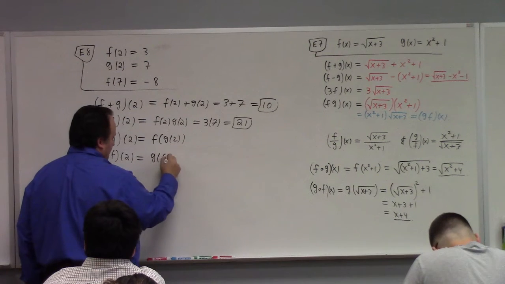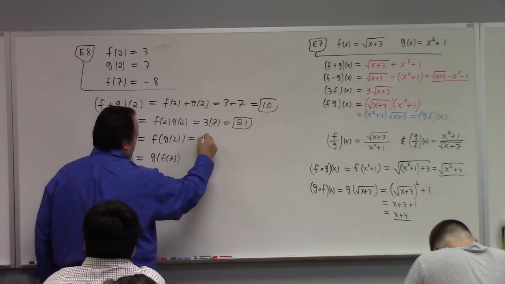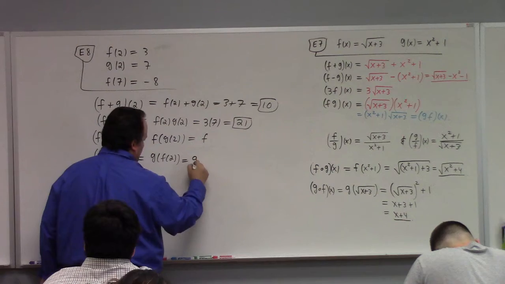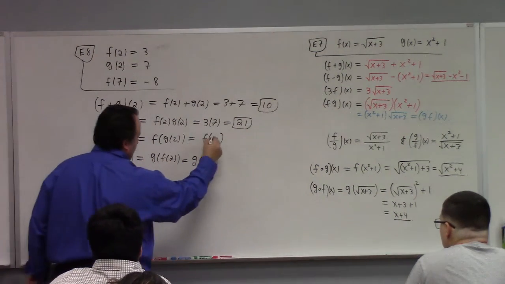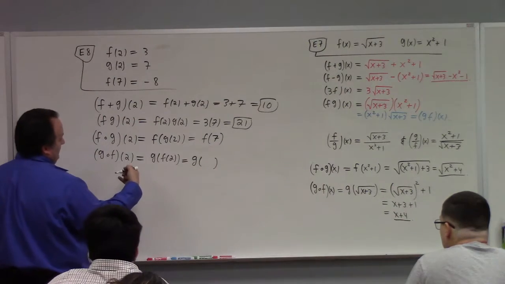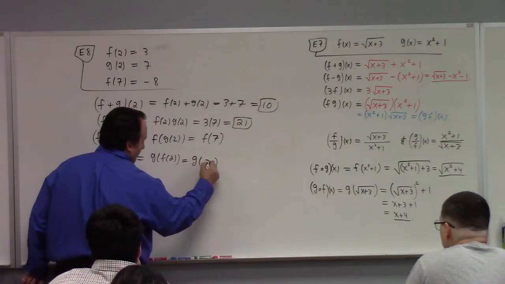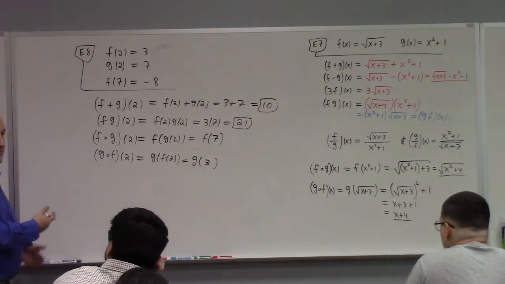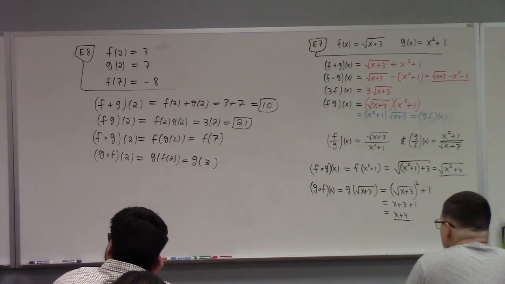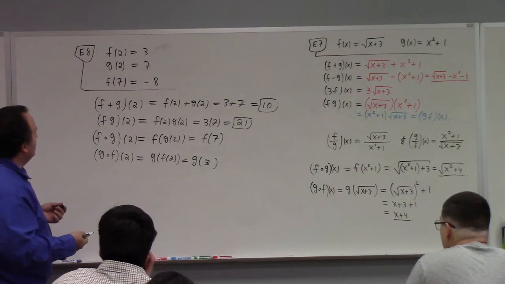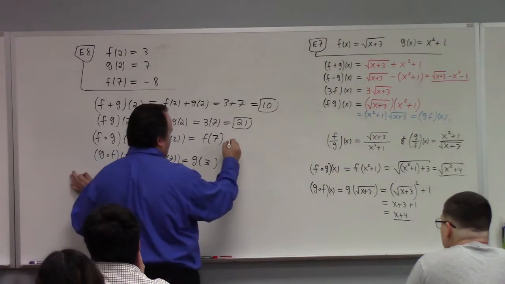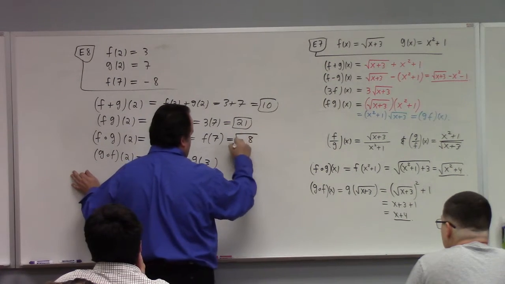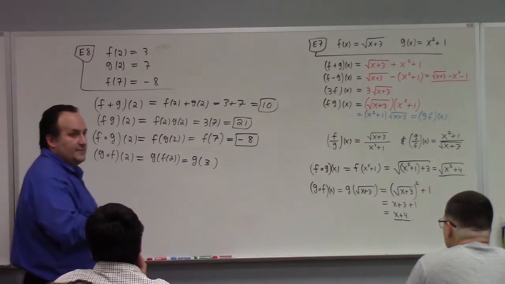F of g of 2 would be f of g of 2, yeah? And this would be g of f of 2. So the above one is what? The below one is what? F of what? G of 2 was 7, so f of 7. And this would be g of 3. One of those we can calculate at the moment. One of them we can't, right? Which one can we calculate? The first one. F of 7 is equal to minus 8. Well, how do I know that? Because it was given.